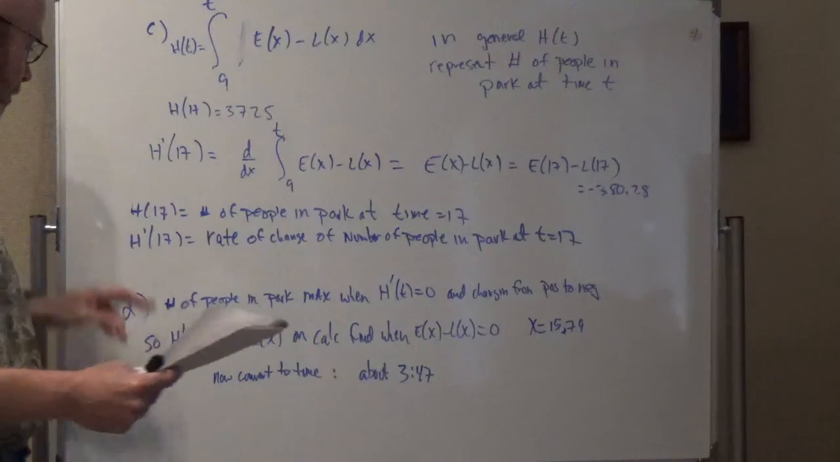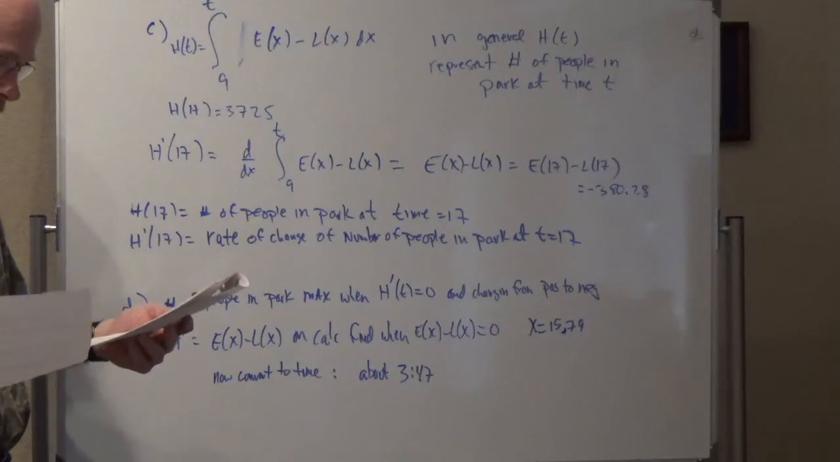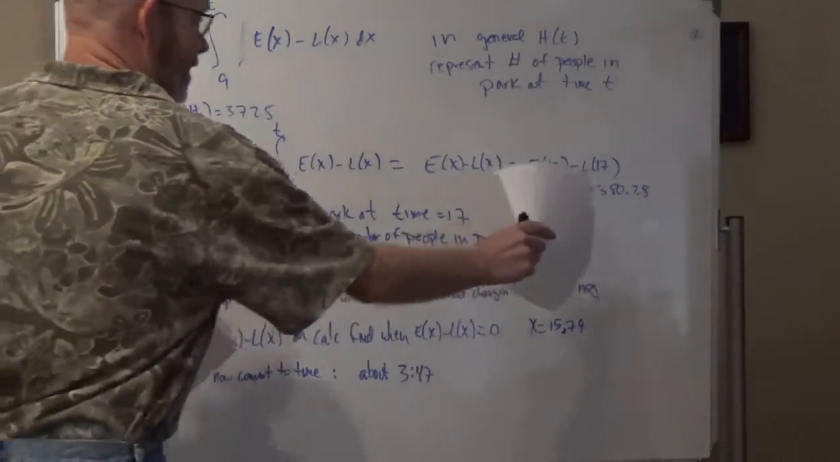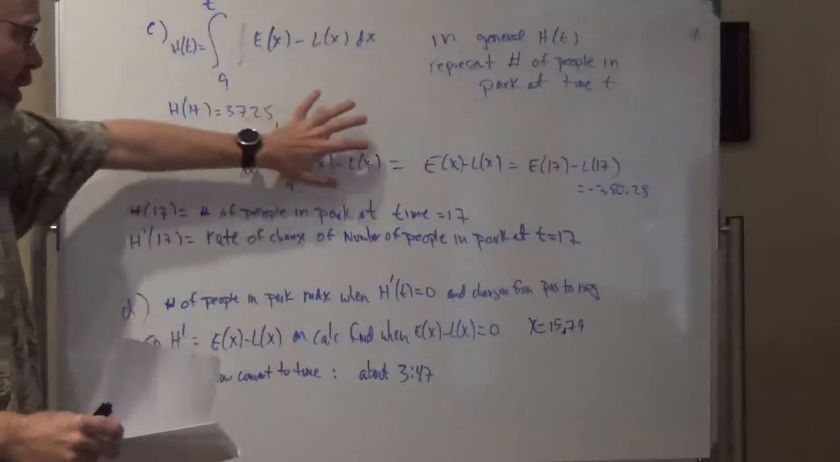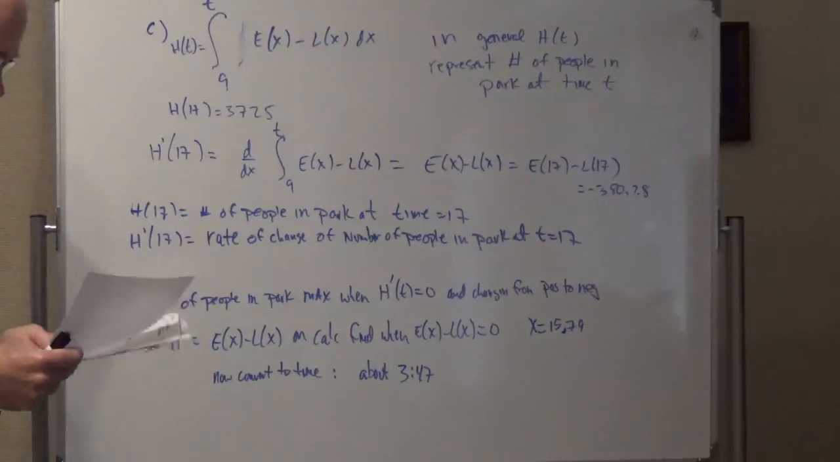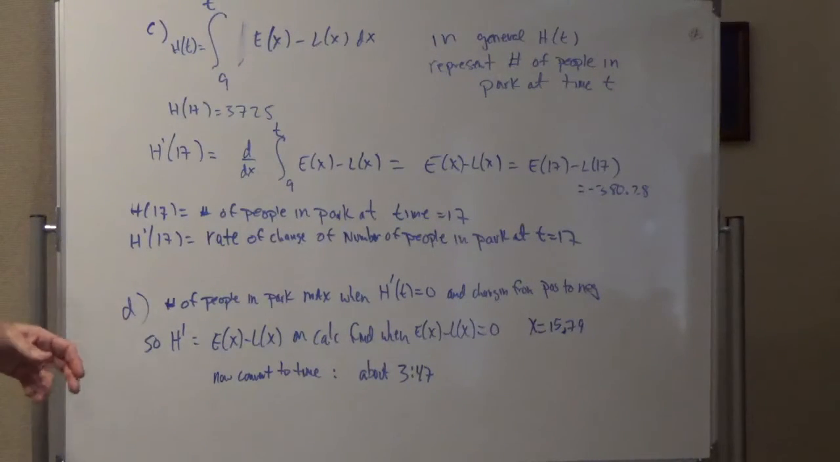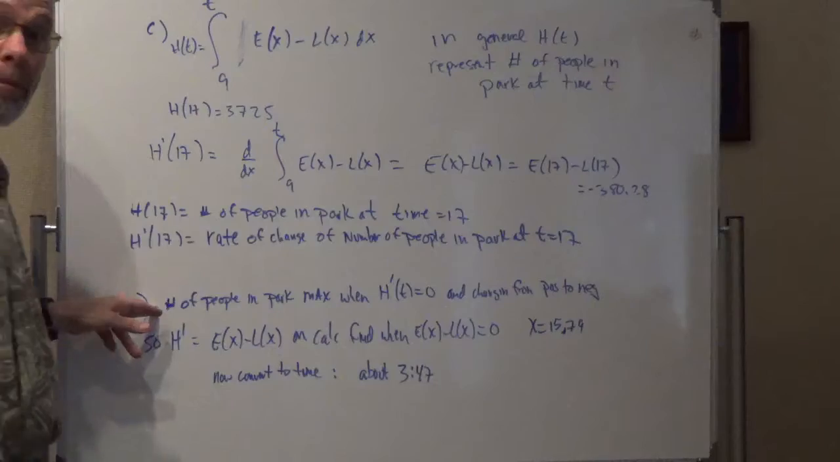And the last number of points for that one, was 4 points. 2 for getting to there. So 1 for knowing what the derivative was, 1 for getting the right answer, and then 1 for each one of these. Last question says, when does the model predict the number of people in the park is a maximum?